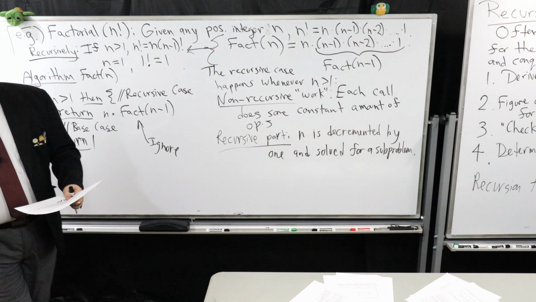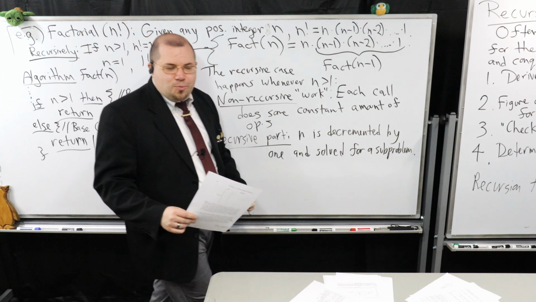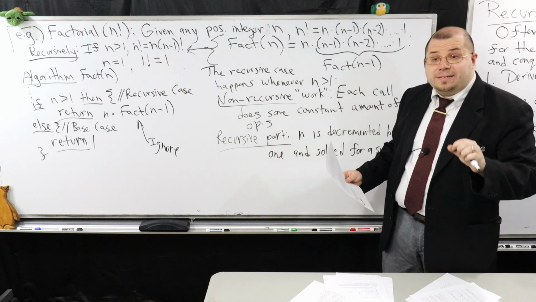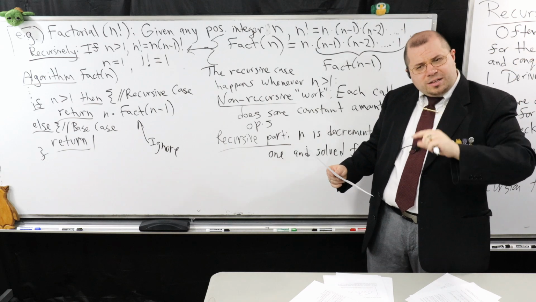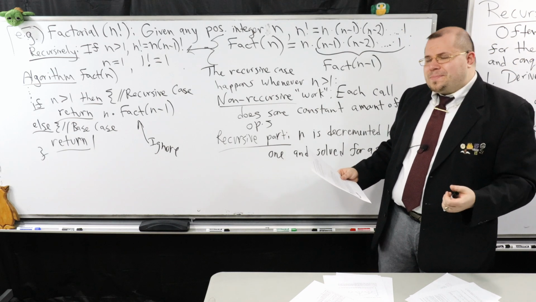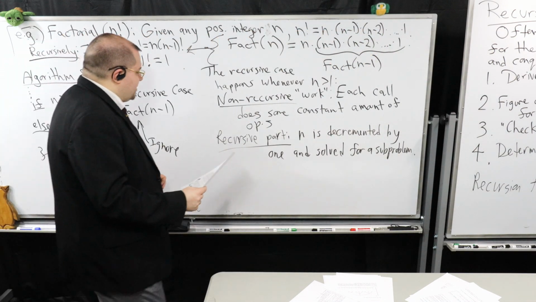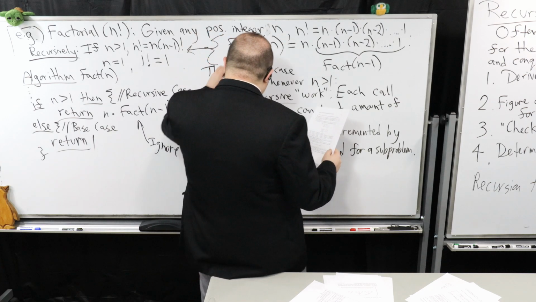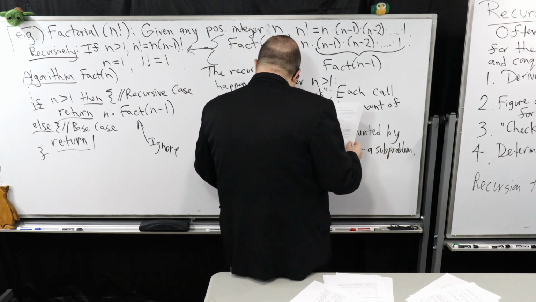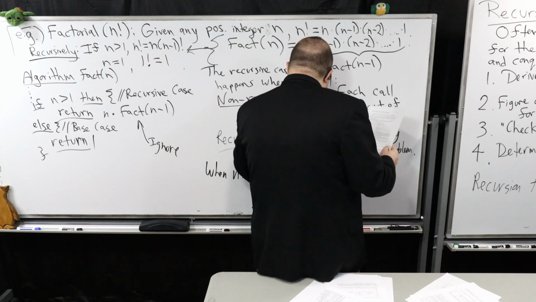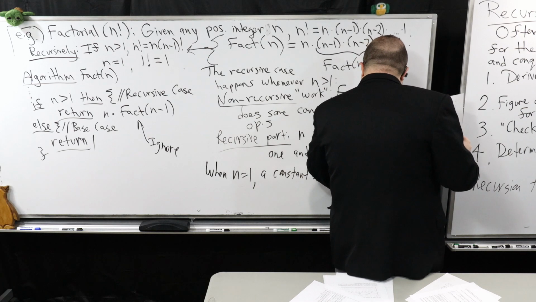But how many operations happen in the base case? Is it exponential? Is it linear? Is it constant number of operations? It's constant, exactly. So we know that this is what occurs when n is greater than 1. So when n is equal to 1, a constant number of operations occur.